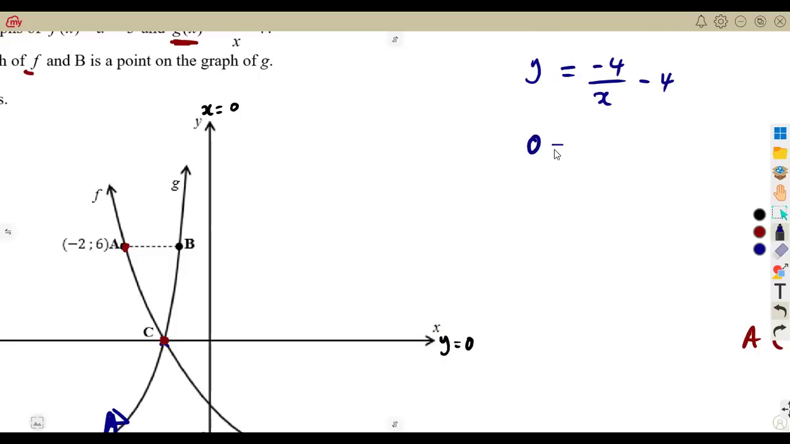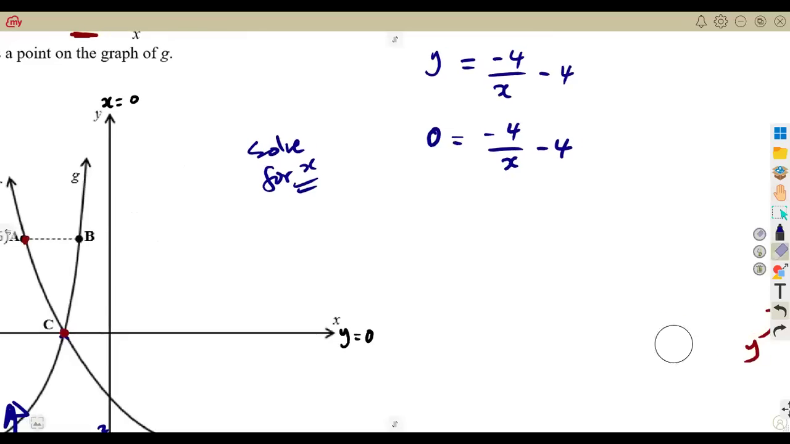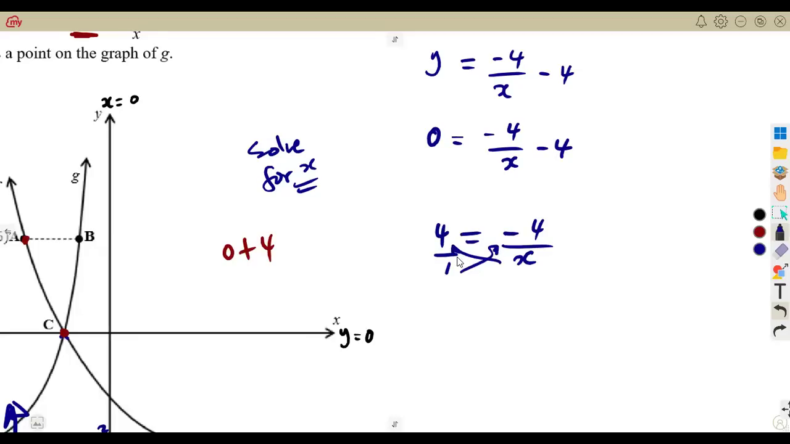y is equal to 0. So that's 0 equals minus 4 over x minus 4. So simply solve for x. We need the x value to have a point. Minus 4 to the other side becomes a positive: 0 plus 4, which is 4. So 4 is equal to minus 4 over x. How do we find x? Simply cross multiply: 4 times x, that's 4x, is equal to 1 times minus 4, which is minus 4. We can divide by 4, we can divide by 4. So x will be equal to minus 1.